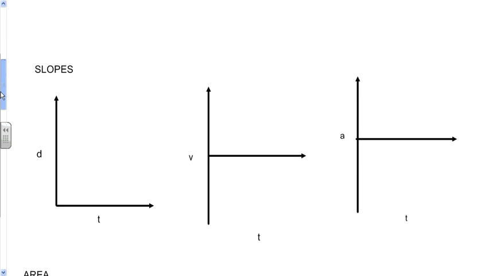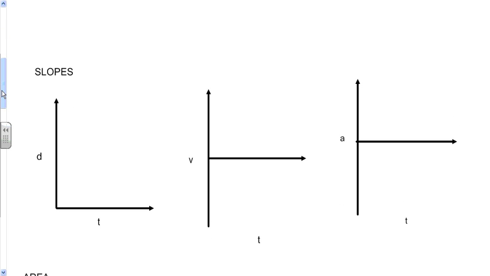So to start off, let's start off with what slopes mean in terms of motion graphs. So what I'm going to do is start off with a basic displacement versus time graph. I'm just going to draw a line representing this. So the first thing we want to think about is, what does this mean? It means as time goes on, my displacement is increasing. Well, for my displacement to increase, I must have what?